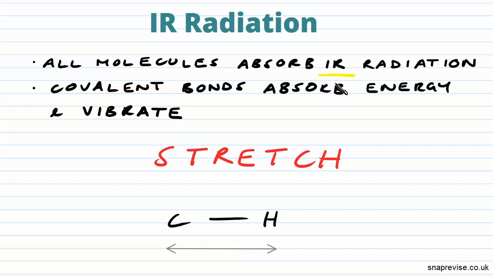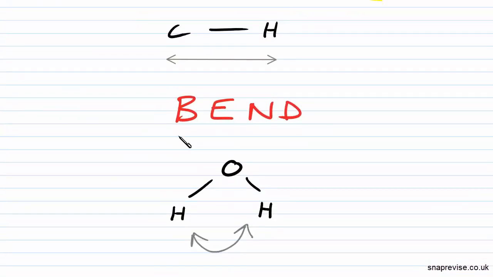Infrared wavelengths are part of the electromagnetic spectrum. So our covalent bonds will absorb the energy from these wavelengths, causing them to vibrate. And they can vibrate in two different ways. They can stretch, vibrating from side to side, or they can actually bend, vibrating like this.